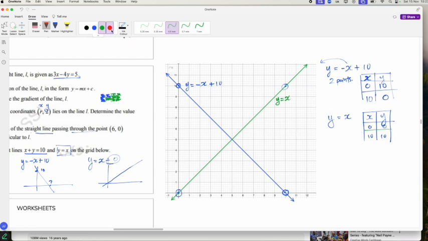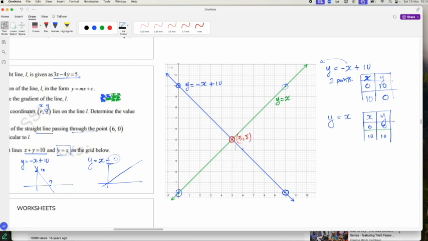Now please note where those lines intersect. And you can see they intersect at the point 5, 5. This is actually the graphical method for solving simultaneous equations. And this is an important point.